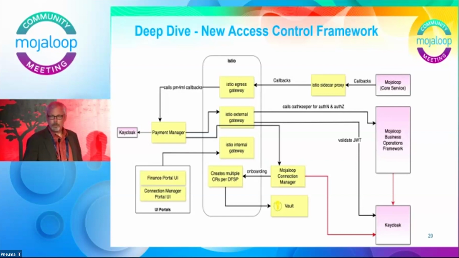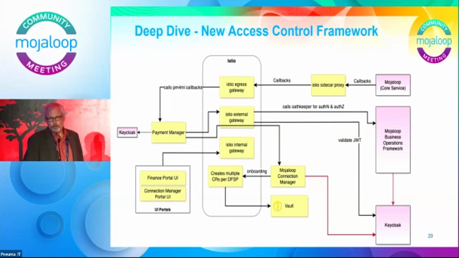And then on the top, you see callbacks coming from a Moduloop core service that hits an Istio sidecar proxy that is running in the same pod as the service in question. And that handles the callback, and that callback gets routed to the egress gateway, which then uses the mutual TLS that's configured for that DFSP to make the callback. So that configuration is self-contained, and the Moduloop core services don't have to be configured with that mutual TLS on an application basis.